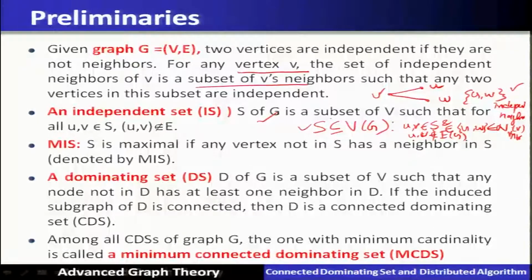The maximal independent set: S is a maximal independent set if every vertex not in S has a neighbor in S. For example, so that means S is an independent set, and it is maximal when the nodes which are in V minus S must have a neighbor in S. For example, let us take a simple graph.